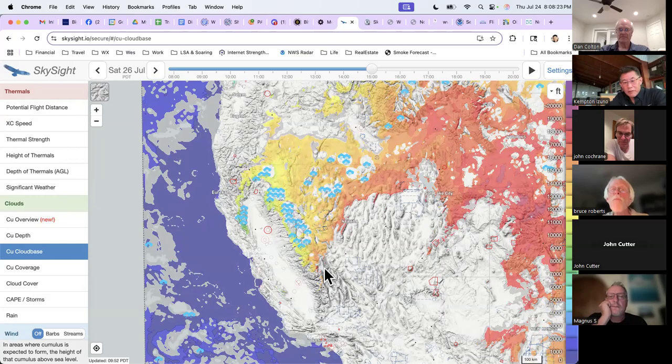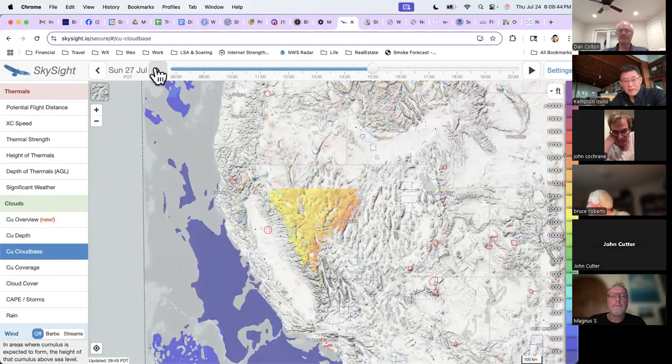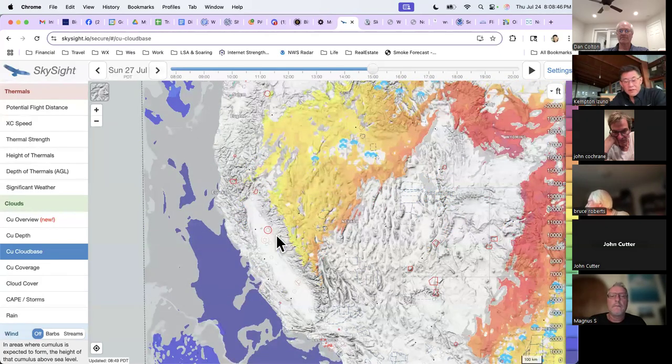Again, for anyone in the Sierra Minden area, maybe you could get out of there. This is 3 o'clock, and go over into the Yellowstone, central Wyoming area. But that's really all this is good for. Otherwise, it's just going to overdevelop and make things difficult for landing at Truckee or Minden. Sunday, the situation changes, and that's because the cutoff low leaves, and I'll dive into Pivotal here in a moment.